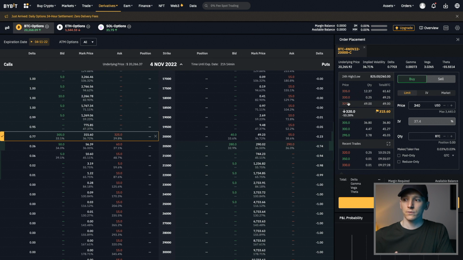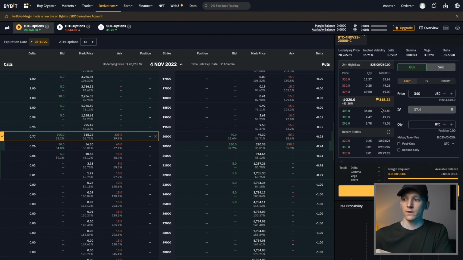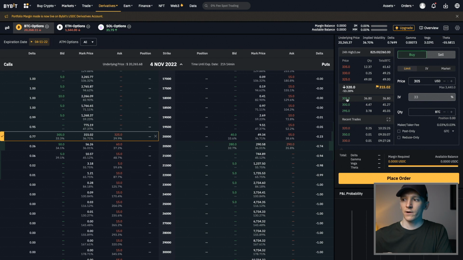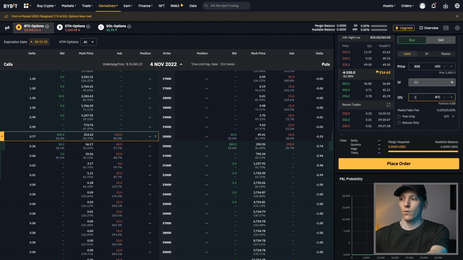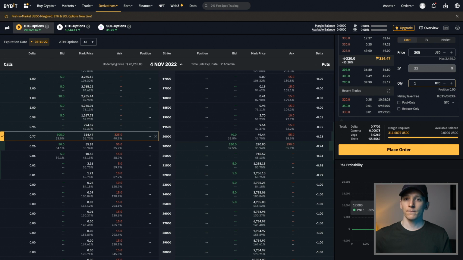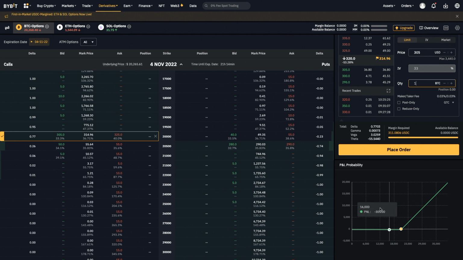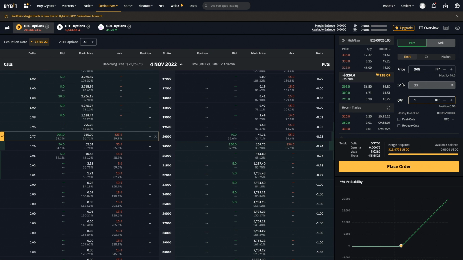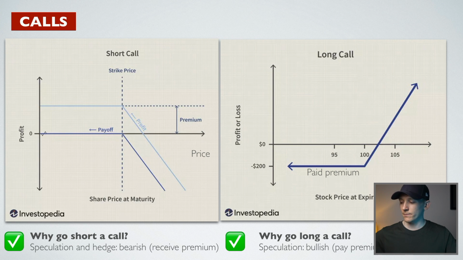And if you sell calls, like I said, on Bybit, it's all cash settled. But let's put an option in here. So 305, we can bid for that. We'll bid for one option. And as you can see, your max loss is what you pay for the option. And then the max potential upside is obviously unlimited, because the potential upwards move is unlimited, although it's not going to be unlimited. There's going to be a price that it gets to.